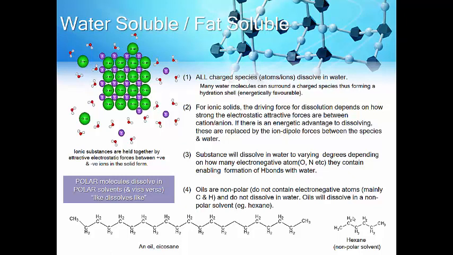The general rule is like dissolves like. Polar molecules dissolve in polar solvents, and non-polar molecules dissolve in non-polar solvents. So remember, to work out if it's polar or not, we don't need to think of the shape of the molecule, we just need to think of the ratio of electronegative atoms to non-electronegative atoms. Remember, electronegatives are oxygen, nitrogen, sulfurs, and your halogens, and your non-electronegatives are generally just your carbons and your hydrogens.